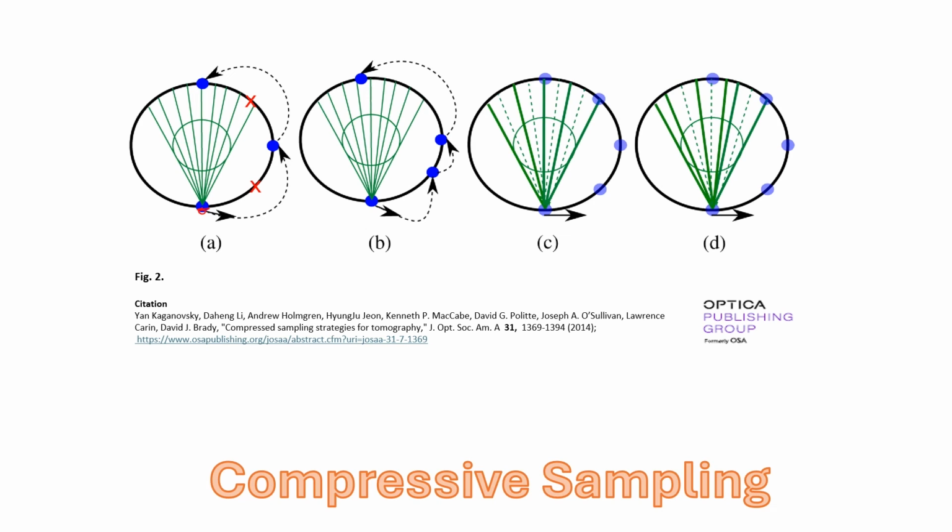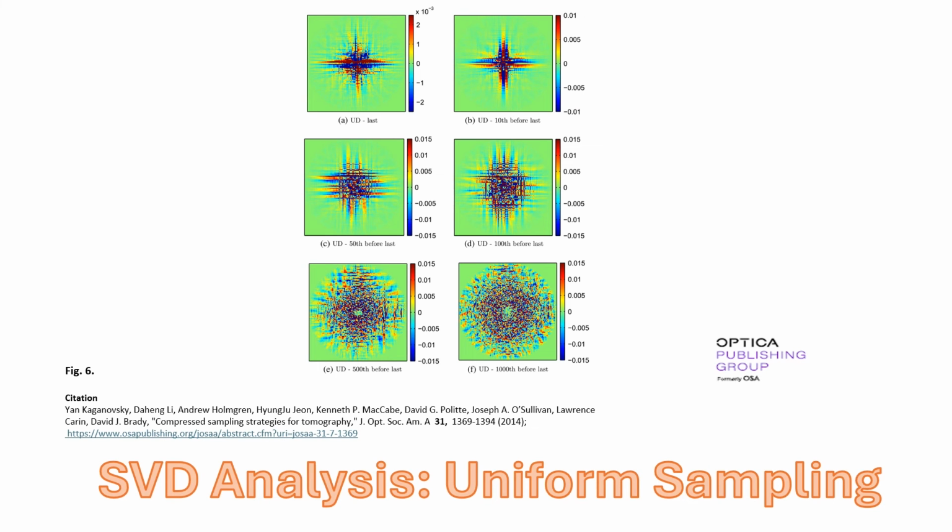So the question that we might face is, if we subsample the data, what would be the appropriate way to subsample the data? In this particular case from this paper, this is what the singular value decomposition of the object space looks like for different features in the forward model if we take the vertex points and uniformly subsample some of the vertex points.